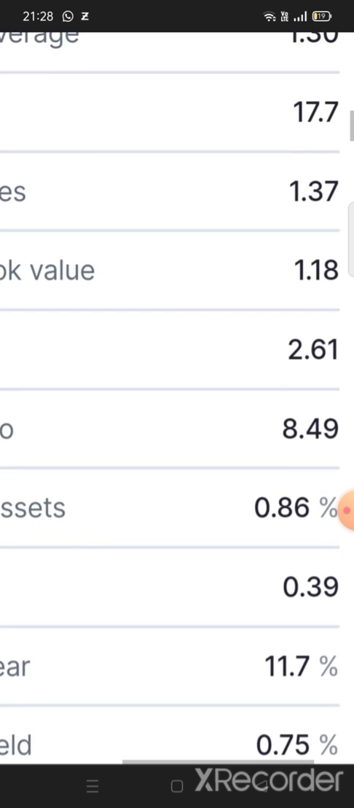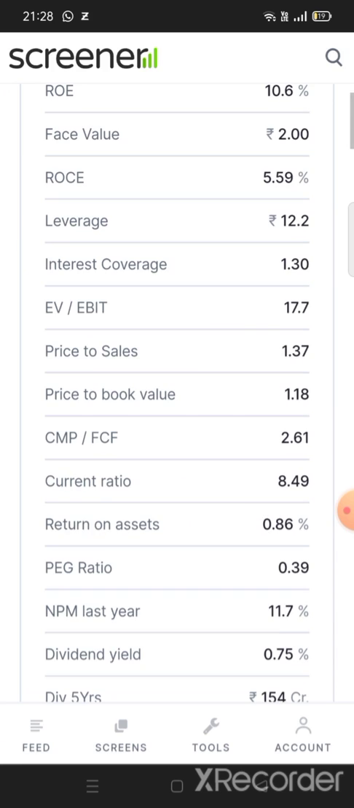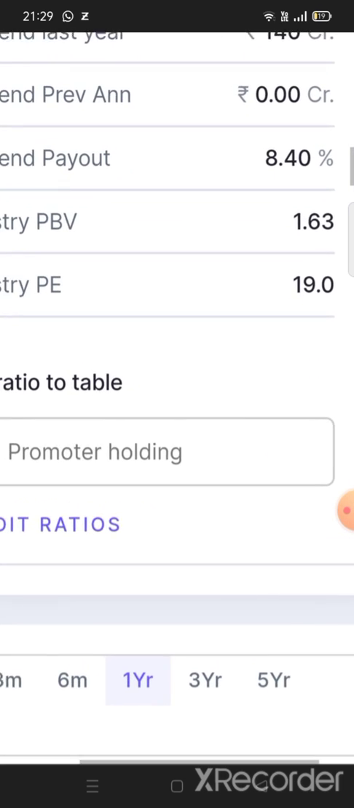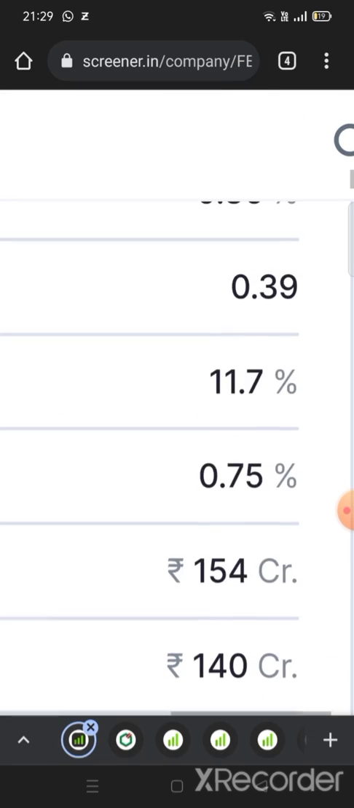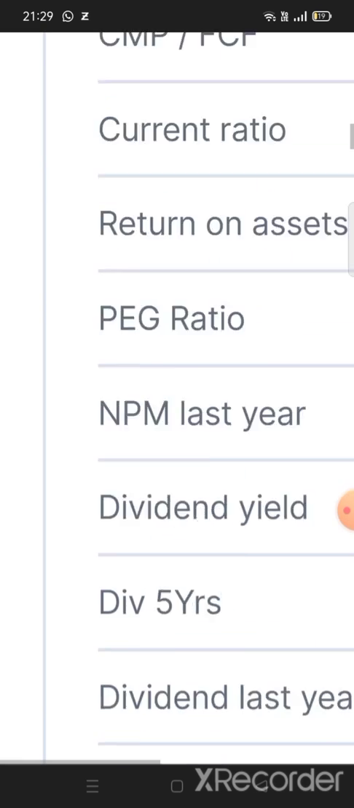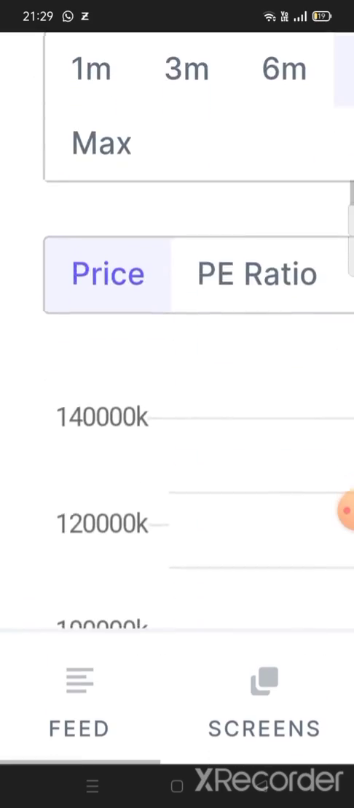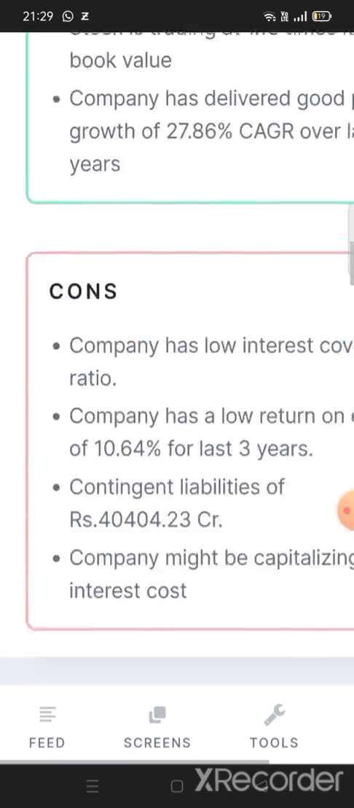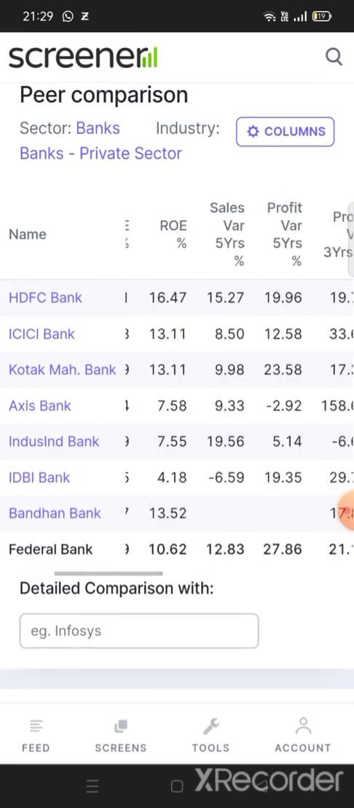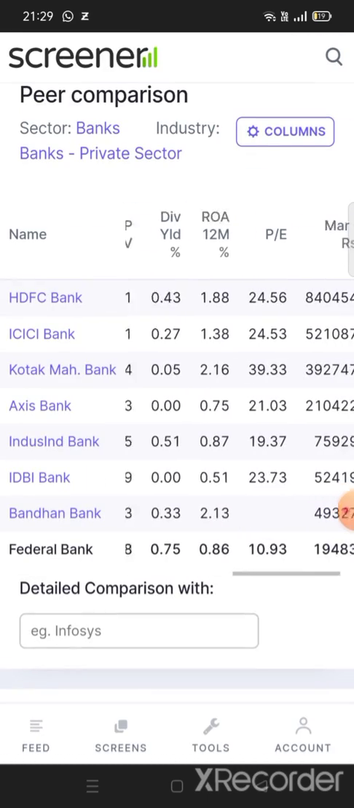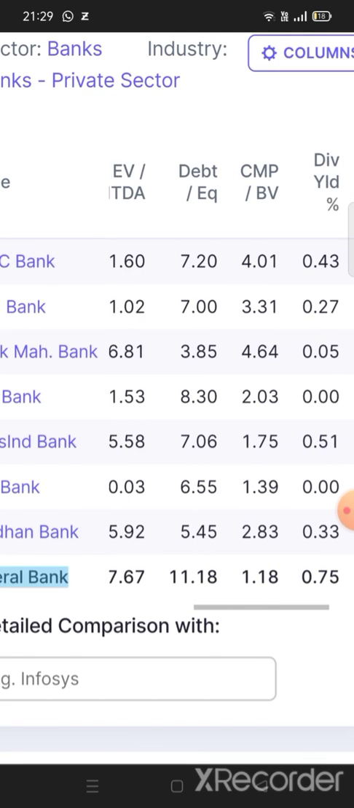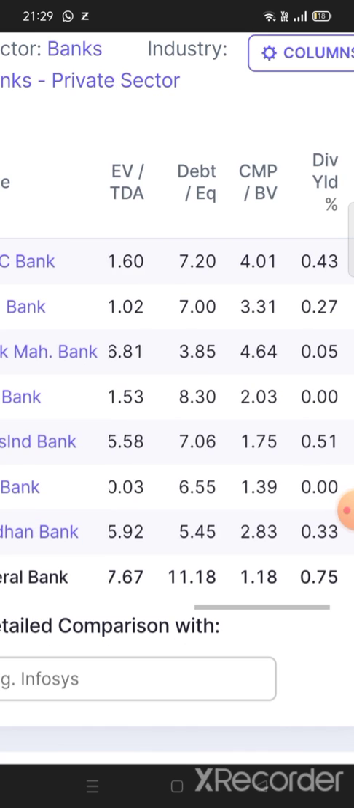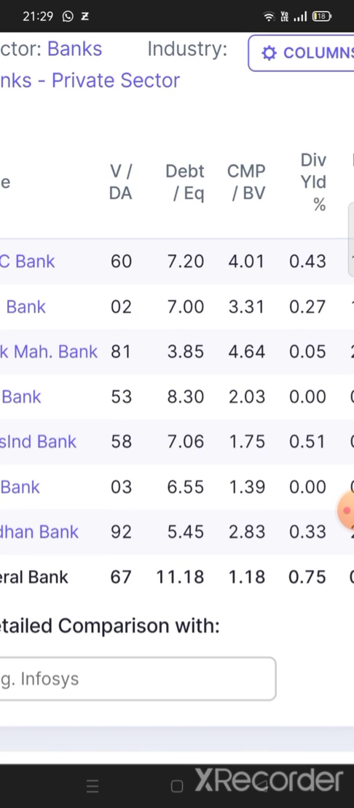So it has got a price to book value of 1.18, and the industry PB value for the entire banking sector is actually 1.63. So it's actually trading cheaper than the banking sector. And if you actually look at the peer companies, HDFC Bank has got a price to book of 4, which is the second highest among the banks. Kotak Mahindra Bank is the first one, which is having 4.64 as the price to book value.